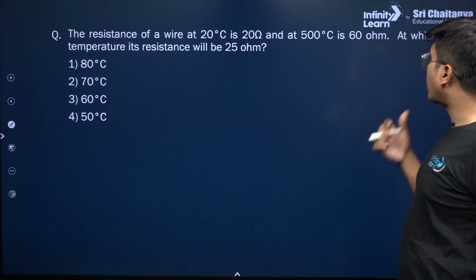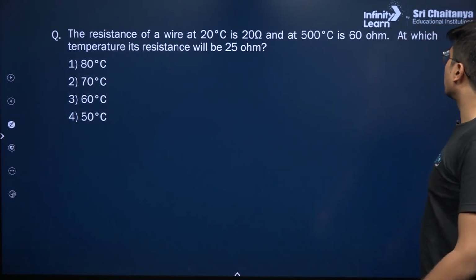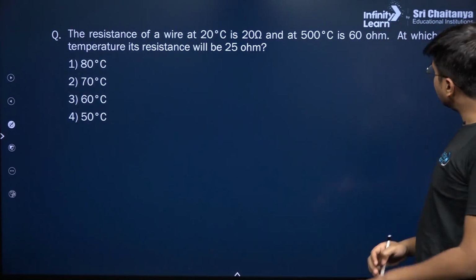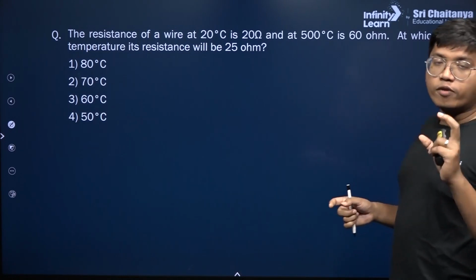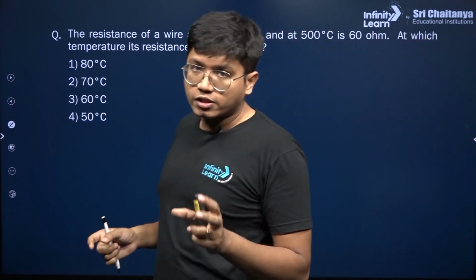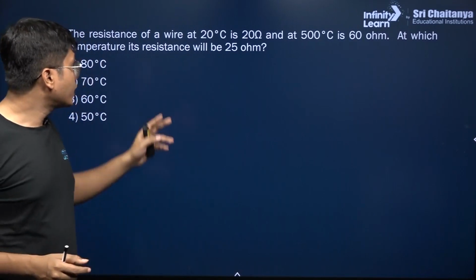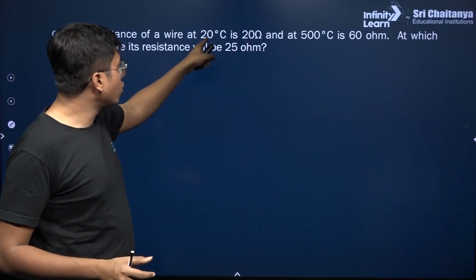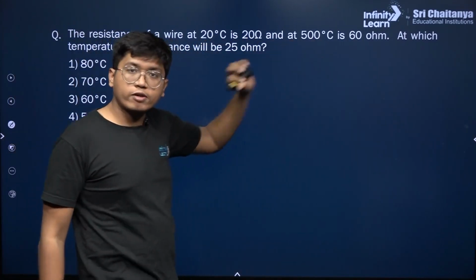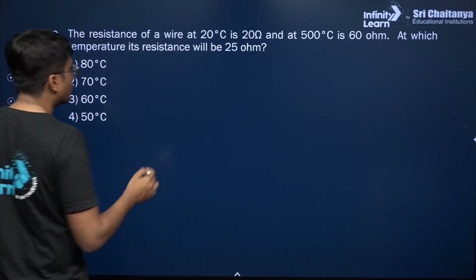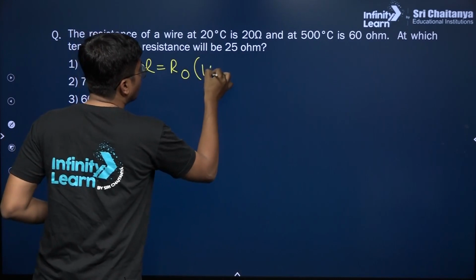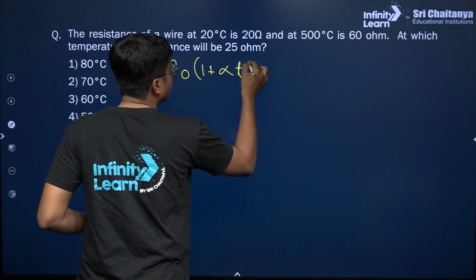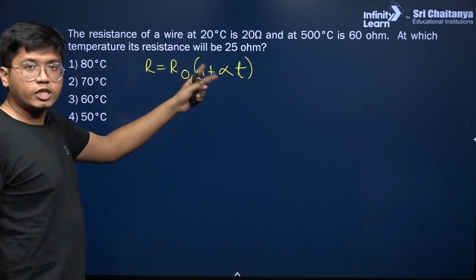Next, the resistance of a wire at 20 degrees Celsius is 20 ohms, and at 500 degrees Celsius it's 60 ohms. At which temperature its resistance will be 25 ohms? So we need that coefficient of temperature dependence of resistivity or resistance here. And for that, we can use this 20 ohm at 20 degrees Celsius and 60 ohm at 500 degrees Celsius. So first equation we'll write. The original equation, remember, is R is equal to R naught (1 plus alpha T), where T effectively told you about the change in temperature.